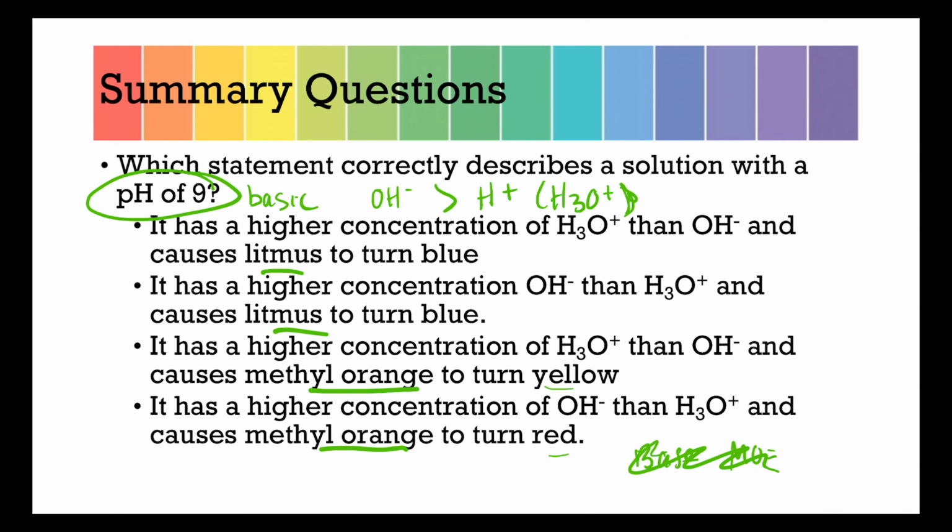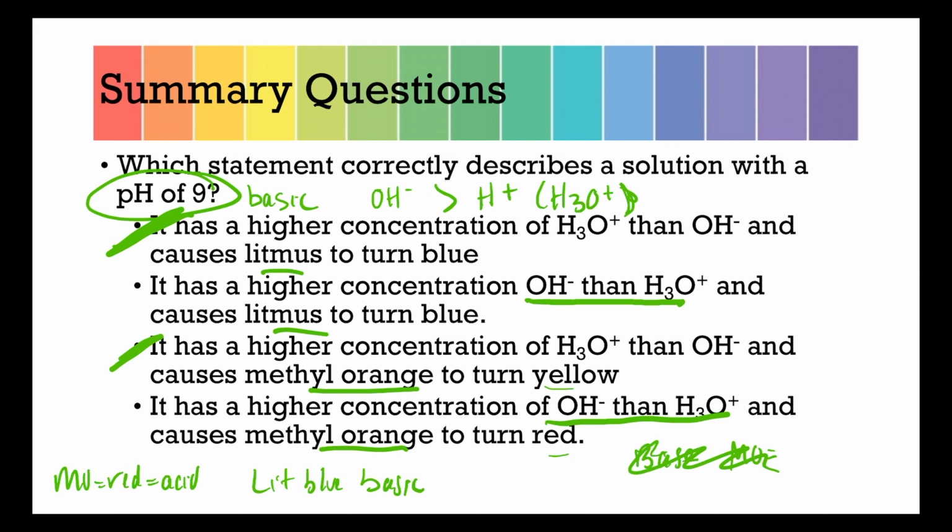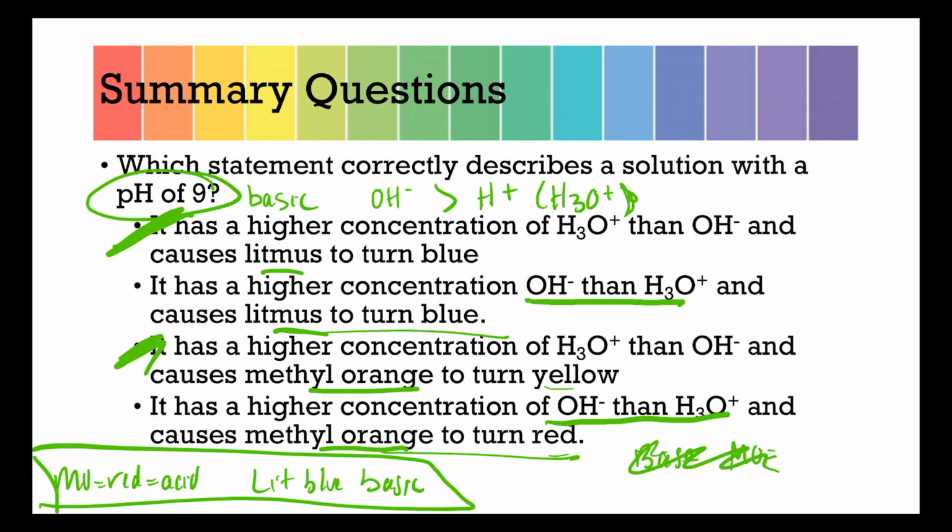So, methyl orange is red, and it's acidic. When litmus is blue, that's basic. So if we look through these answer choices, we know because it's a pH of 9 or higher that OH- is more than H3O+. So we can get rid of A and C. So we focus on B and D. This says methyl orange is red, litmus is blue, so that's where this comes into play. Methyl orange is red if it's an acid, and blue if it's basic. So the only answer that makes sense is B.